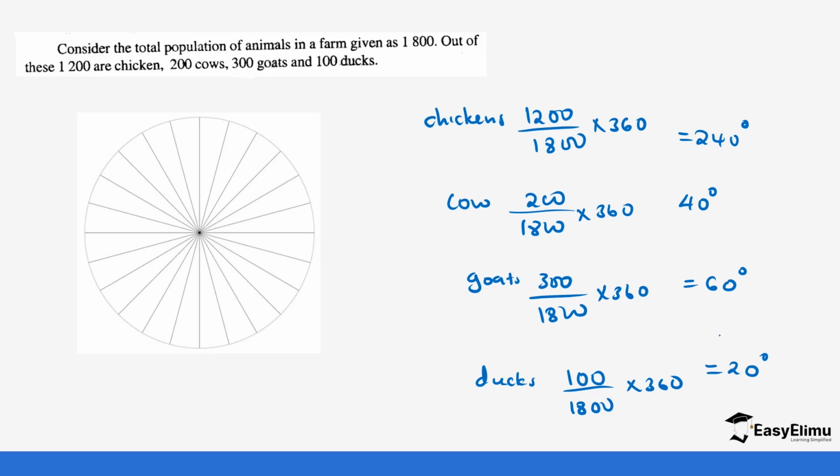So let's represent this in this pie chart. So 240 divided by 15, you need 16 sections. Remember we said you start with a starting point. This is going to be our starting point. We need 16. So 1, 2, 3, 4, 5, 6, 7, 8, 10, 11, 12, 13, 14, 15. We need 16 because one small section represents 15 degrees. So this is going to be our chart. All this is going to represent 240 degrees. So this represents the chicken.